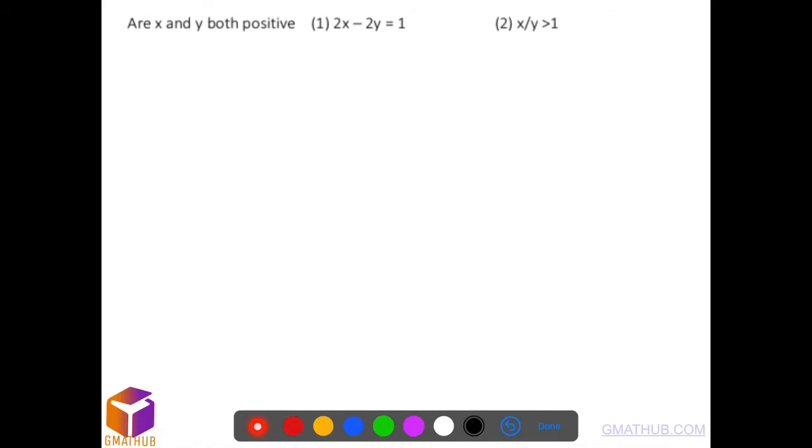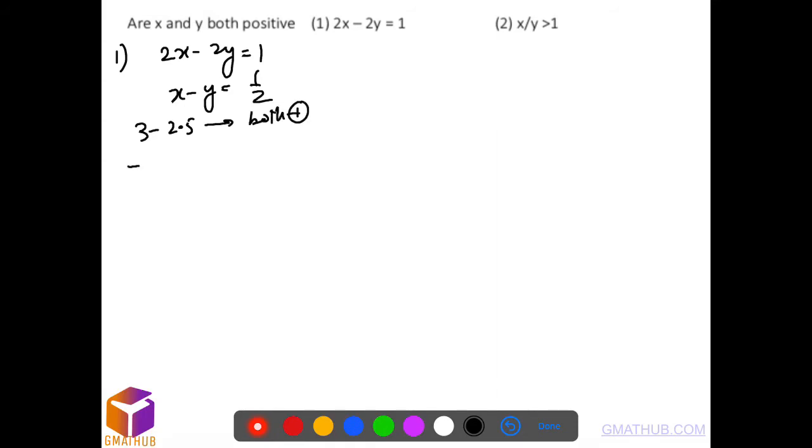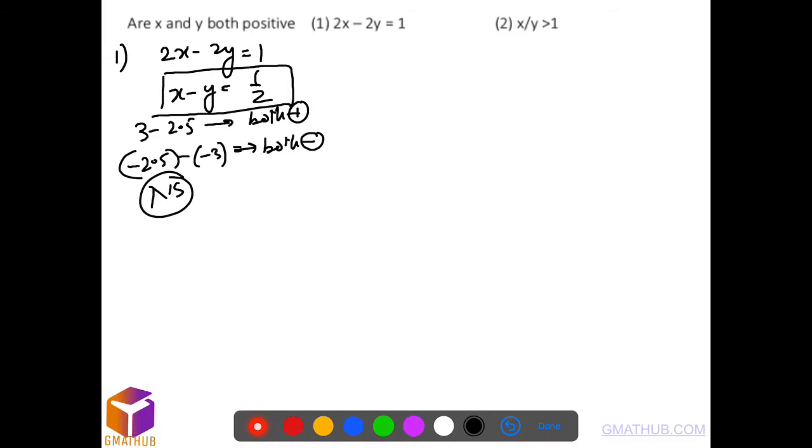Are x and y both positive? First statement, 2x minus 2y is equal to 1. Divide both sides by 2. Now it could be 3 minus 2.5, both positive. It could be negative 2.5 minus negative 3, and both are negative, so clearly not sufficient. But one thing is clear, x minus y, the difference, is positive, so x should be bigger than y. Okay, but still not sufficient. So x greater than y is the only case that satisfies this. If x is not greater than y, this first statement will not be satisfied.